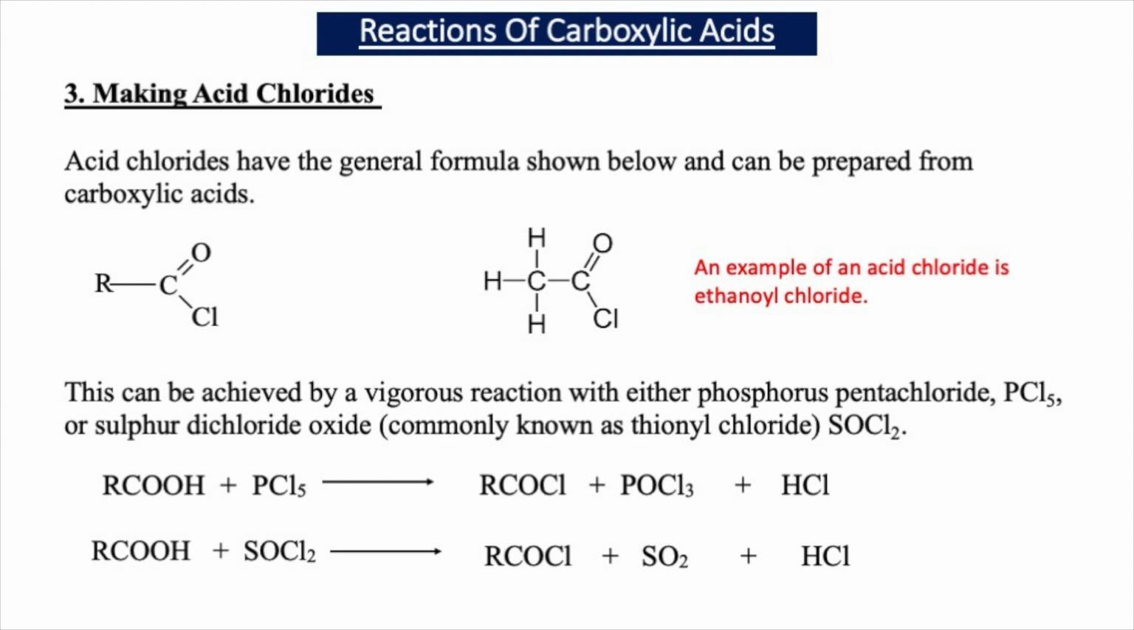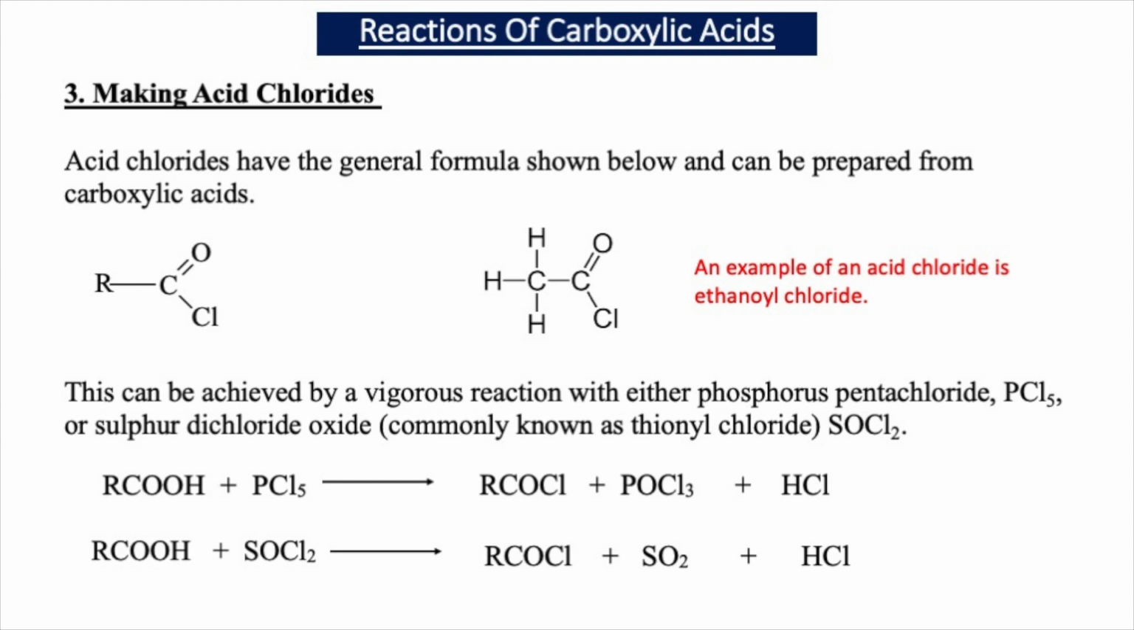Now the next reaction that we're going to look at of carboxylic acids is their reaction to form acid chlorides. Now acid chlorides have the general formula shown below. They have an R group attached to a C double bond O, Cl. And an example of an acid chloride is ethanoyl chloride, which is CH3 C double bond O, Cl. Now to convert a carboxylic acid to an acid chloride, you have to replace the OH in the carboxylic acid with a Cl. And to do this, you use a chlorinating agent.